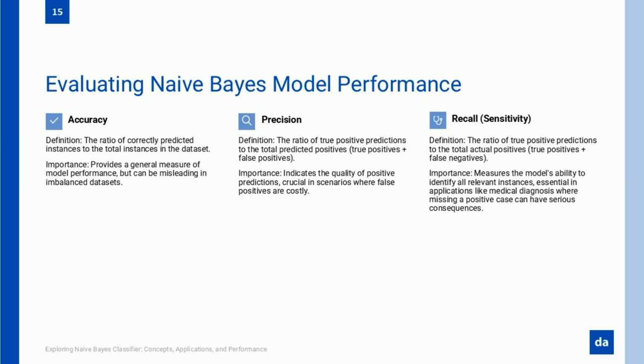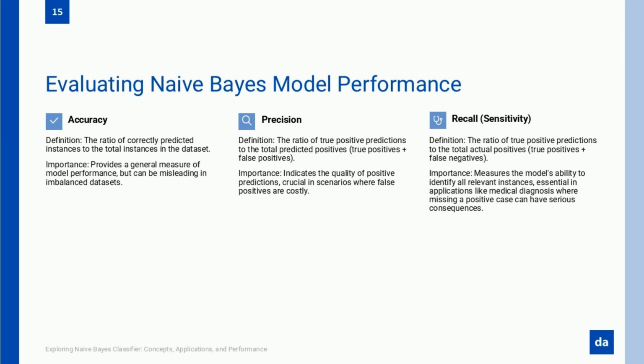Since there's often a trade-off between precision and recall, we use the F1 score, which is the harmonic mean of both metrics. The F1 score balances precision and recall, making it a more reliable measure of performance when one metric is significantly higher than the other.